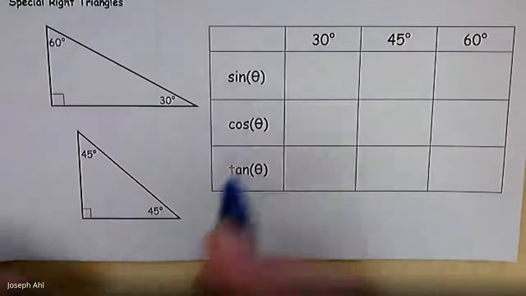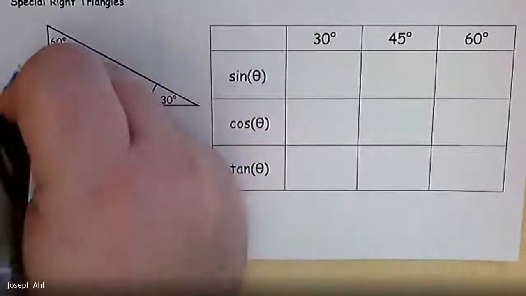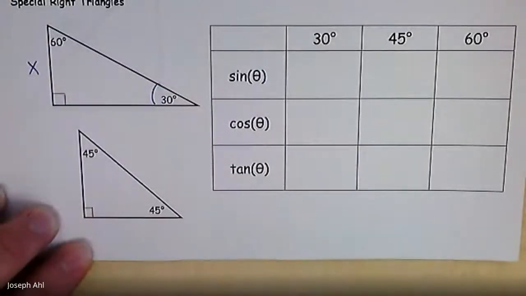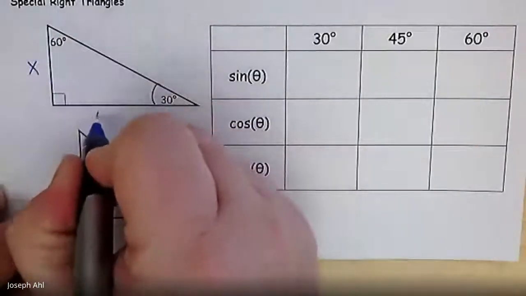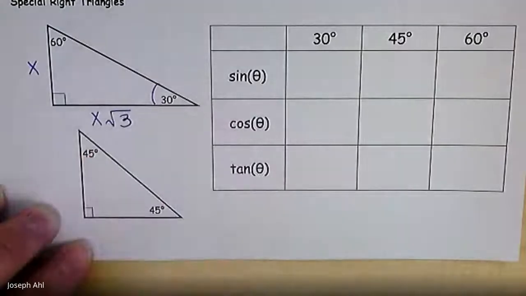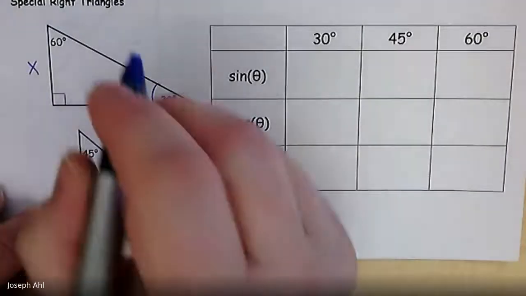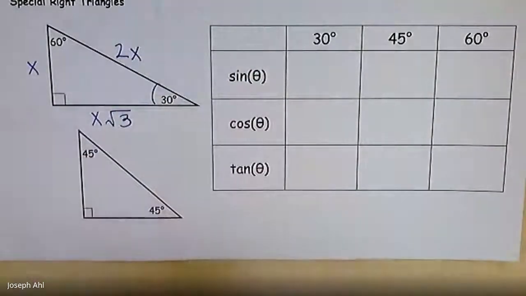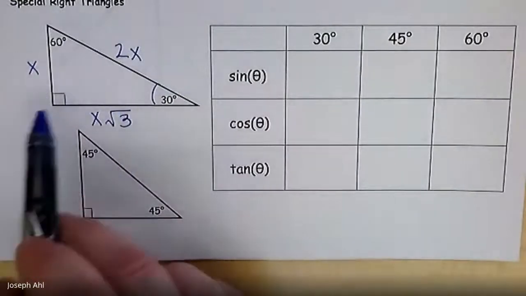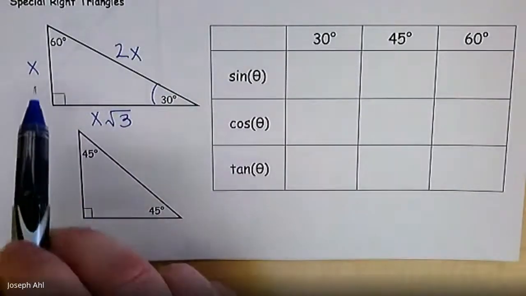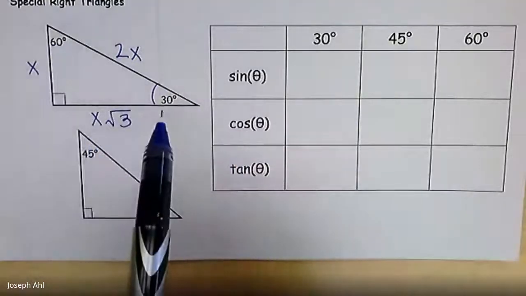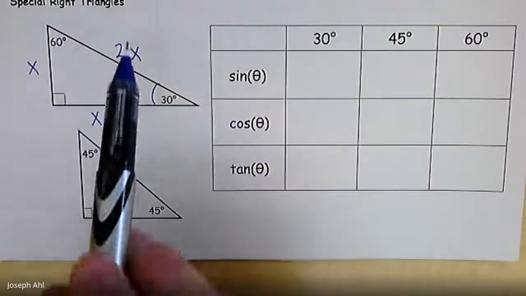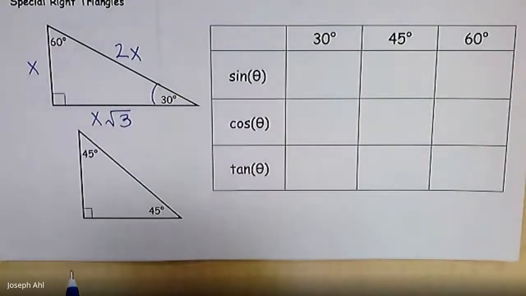last year, but if you call the side across from 30 x in general, the other two sides would always fall into the same ratio, that across from 60 is that value x times radical 3. And then finally, the hypotenuse would be double whatever the side is across from 30. So no matter the size of the triangle, these sides, if the angles are 30 and 60, would always have the same ratio, x, x radical 3, and 2x.